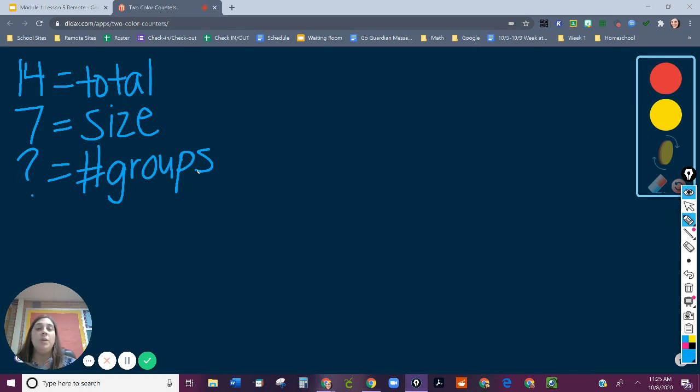So go ahead with your counters and first count out 14 of them. Once you have your 14, double check your work. Count to the 14 again and make sure that that's how many you have.